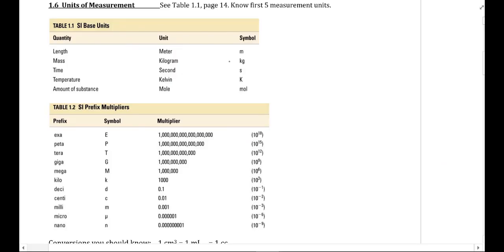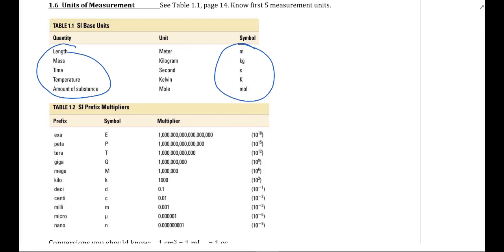Let's move on and talk about base units and prefix multipliers for the International System of Units. These two tables that you see here are common tables from general chemistry books. They show the base units in terms of quantity and the symbol for those quantities that you should be familiar with for your general chemistry class. We'll use all of these types of units in Chem 201P.